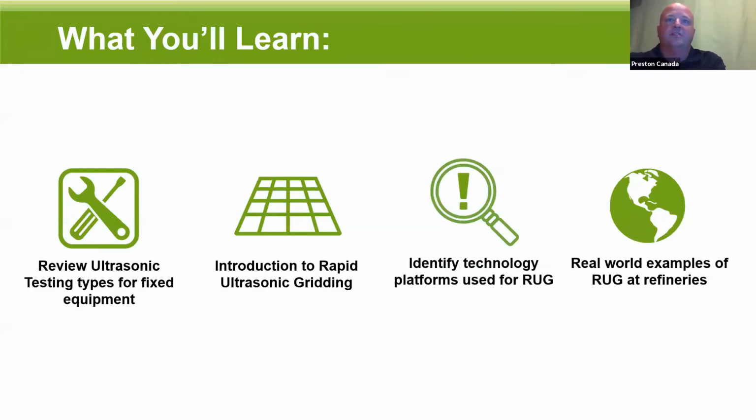What you'll learn in this presentation is we'll review some ultrasonic testing types for fixed equipment, an introduction to rapid ultrasonic gridding, identify the technology platforms used in RUG, rapid ultrasonic gridding, and real-world examples of RUG at refineries. Now, it could be at a refinery, it could be at a midstream station, it could be upstream, or it could even be a pulp and paper facility. Anything with an integrity program, there are applications with RUG.